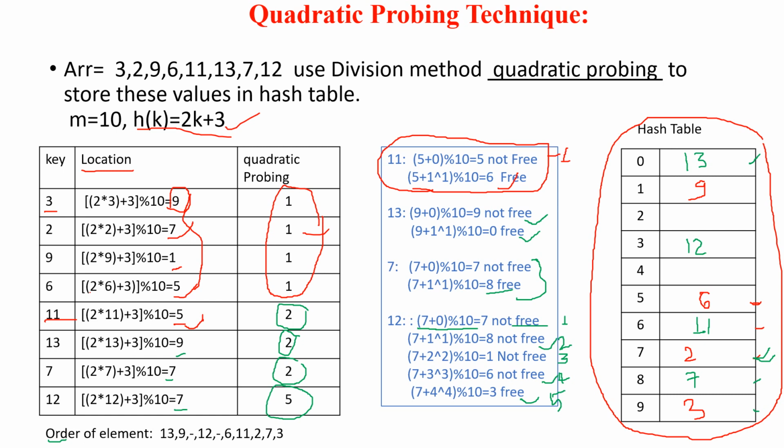So like that quadratic probing works. It's almost similar to linear probing, but the difference is that linear probing increments by one value, whereas here the increment is by the square. Previously incrementing by 1, and here incrementing by the square.